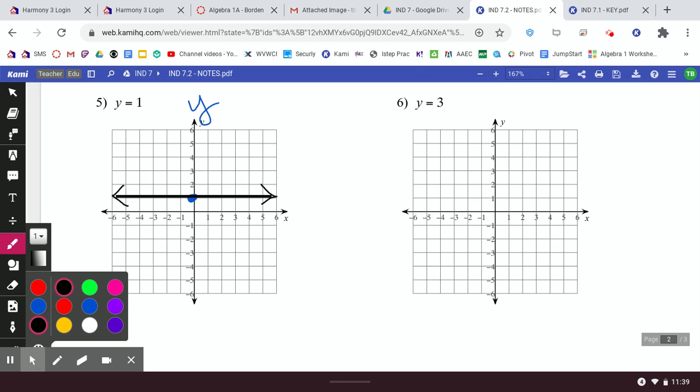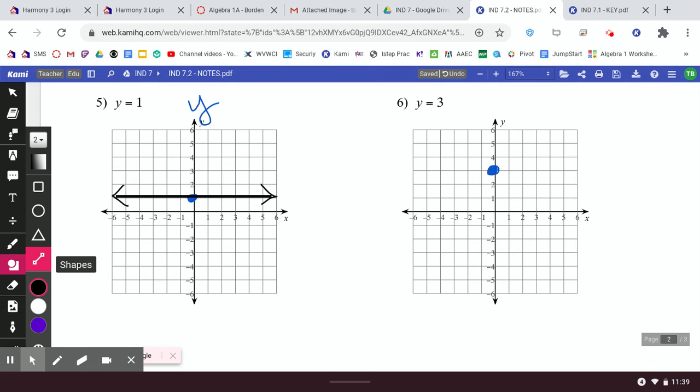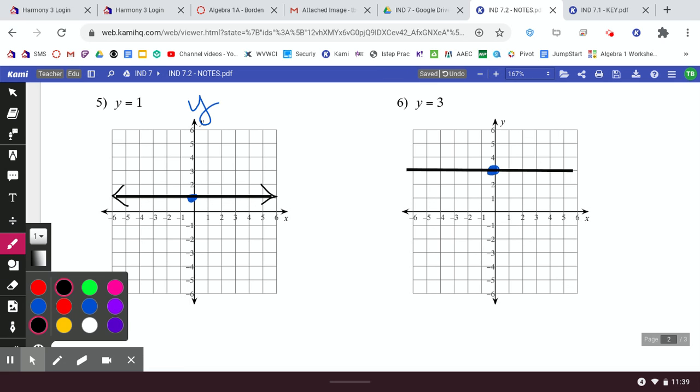Y equals 3. Well, my only point I know is Y equals 3. Okay, Y equals 3. So that's where you start because that's the only point you're given. It does not have an X, which means it cannot dip down toward that X axis. So it has to stay running parallel to it. So it has to be a horizontal line. Okay?